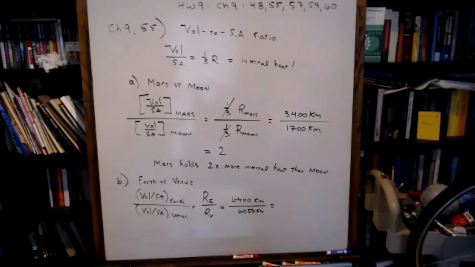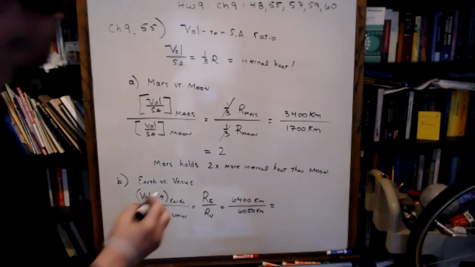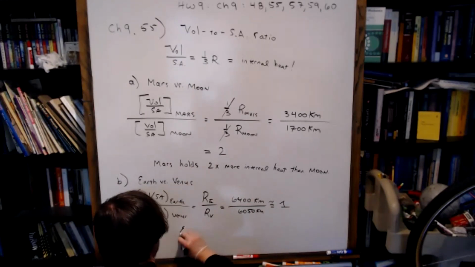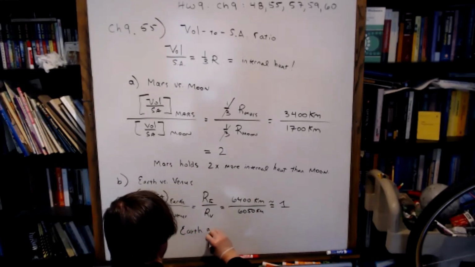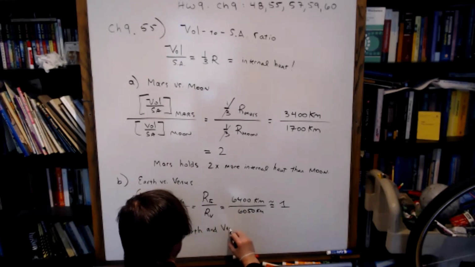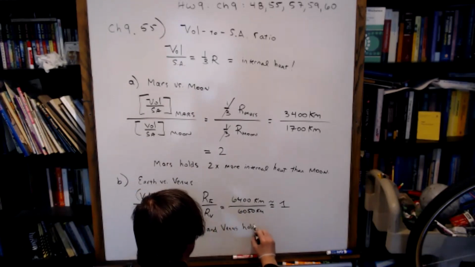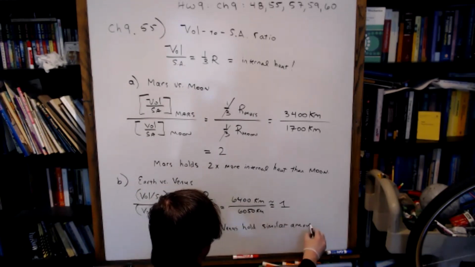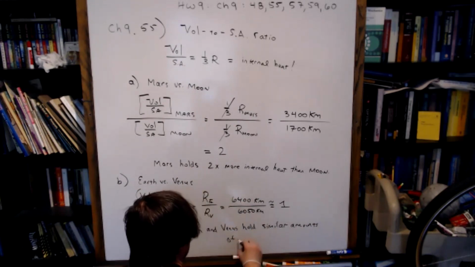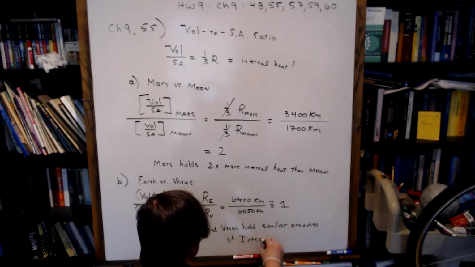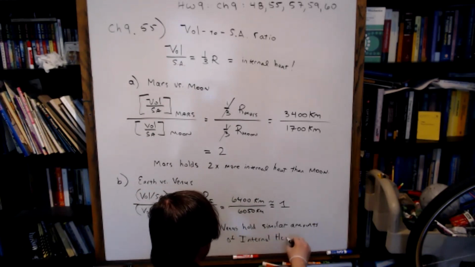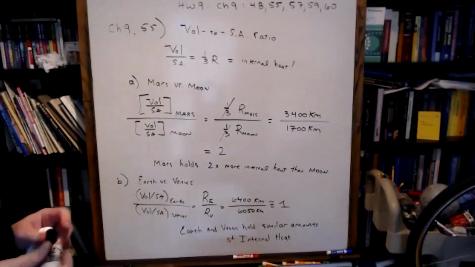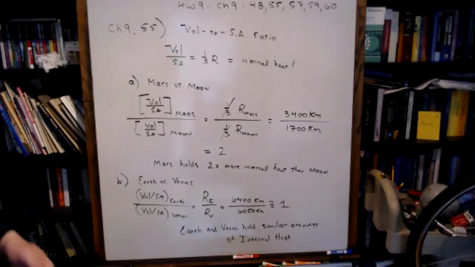Big picture, simple concepts. 1. Yeah, that's approximately equal to 1, meaning that Earth and Venus hold similar amounts of internal heat. And boom, we're done with that problem. That stuff is real easy.